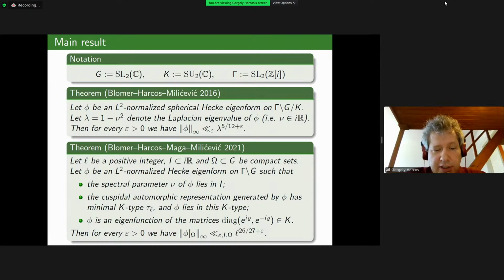automorphic representation. And then on the next line, I would like to convince you that the baseline bound should be L for the sup norm, restricted sup norm, so when the points are restricted to omega, and that we are able to beat or improve to L to the 26 over 27 plus epsilon. By the way, if you have any question, just speak up.